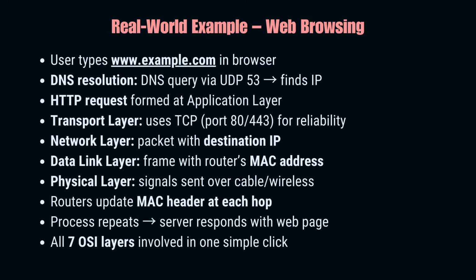The request then travels across multiple networks, with routers examining Layer 3 destination IPs, creating new Layer 2 frames for each hop, while Layer 1 carries signals over various physical media. Finally, the web server processes your request and responds, with the same encapsulation process delivering the web page back to your browser through all 7 layers.